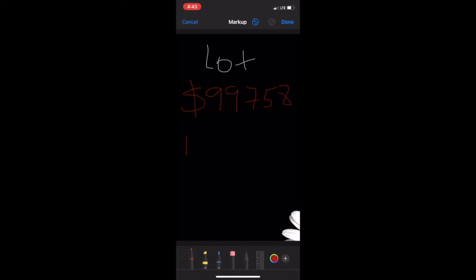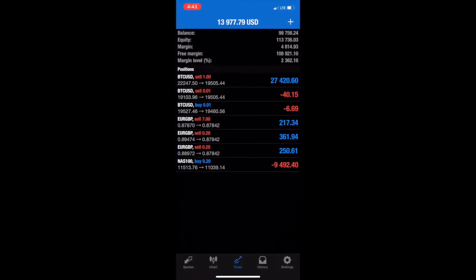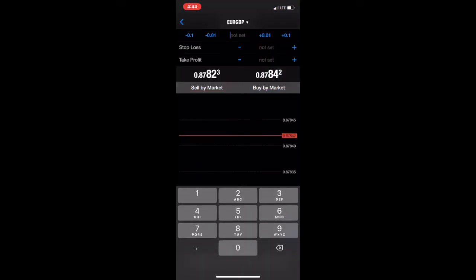So for 99,758, the maximum lot size that I may use on every single trade, so all of my trades together that are going together, would be 99,758 divided by 1,000, or moving the decimal 3 places to the left. So that would be a lot size of 99.75, which is a macro lot size. Now, half of that is 49. So that means that all my trades may not exceed 49.